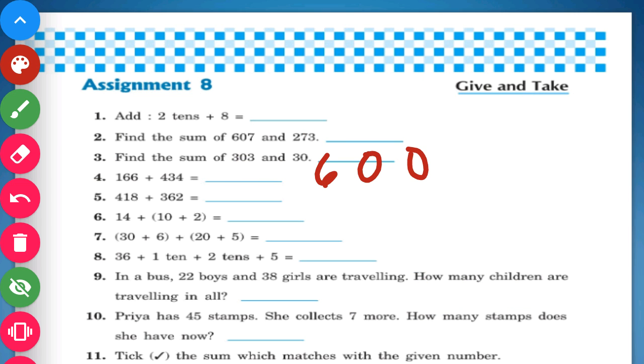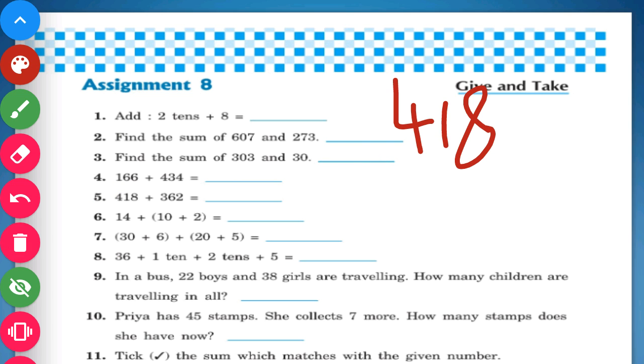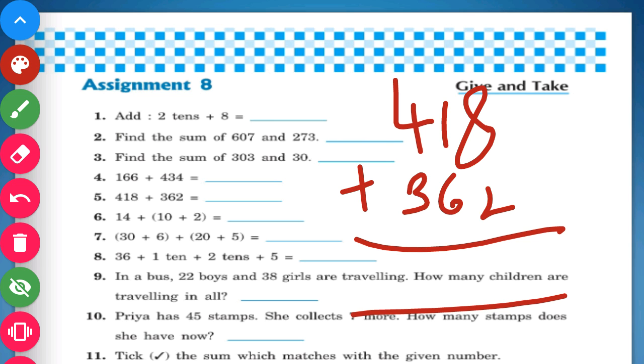Now, question number 5 you will do yourself. Question number 5 is 418 plus 362. So this question you will do yourself. Moving toward question number 6.